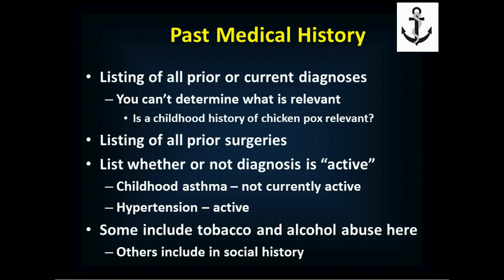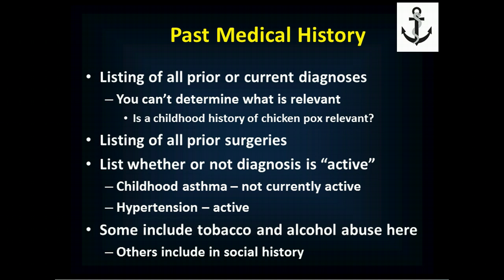So once you've obtained a history of present illness, including your review of systems, and you've used OPQRST to clarify all the relevant symptoms, then you know what's going on related specifically to this chief complaint. And now you want to obtain some historical information about the patient. So you get a past medical history, which is a list of all prior or current medical diagnoses. And so you, in your role, really can't tell what's relevant or not. So write it all down.